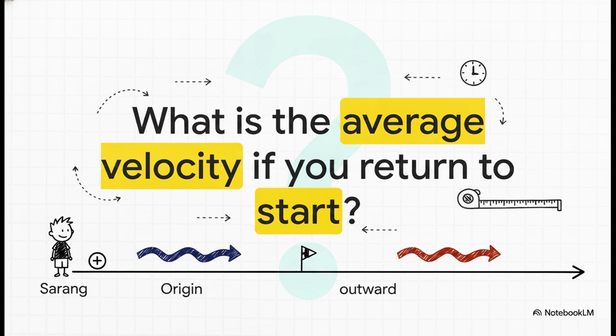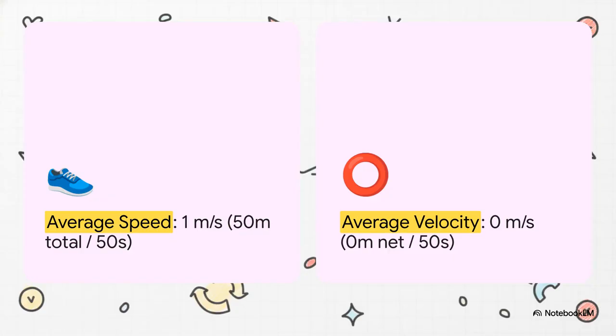Imagine a boy named Sarang completes a 50-meter round trip in exactly 50 seconds. So he starts at his origin, travels out, and then returns exactly to his starting point within that 50-second time frame. Let's do the math on this. Because Sarang covered 50 meters in 50 seconds, his average speed was a nice, steady 1 meter per second. But take a look at his average velocity. Because he returned to his exact starting point, his net displacement was 0. And 0 divided by 50 seconds means his average velocity for the entire trip is mathematically 0.